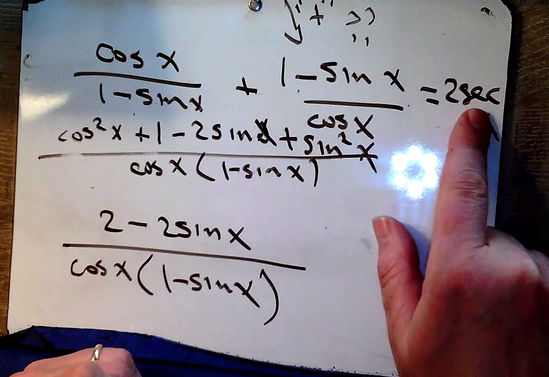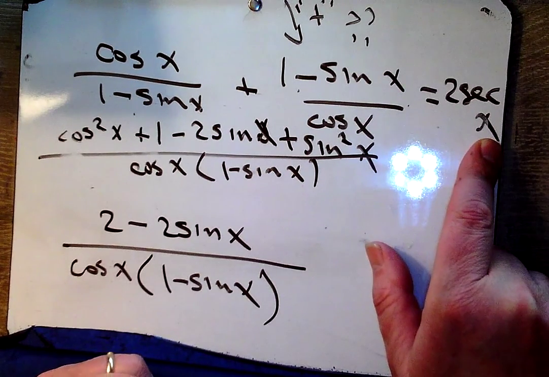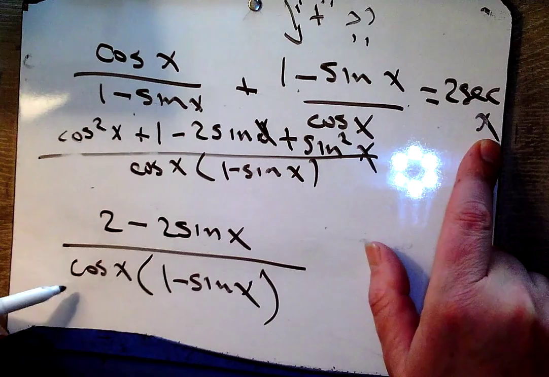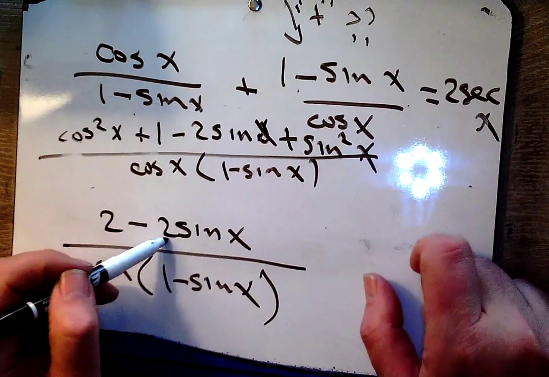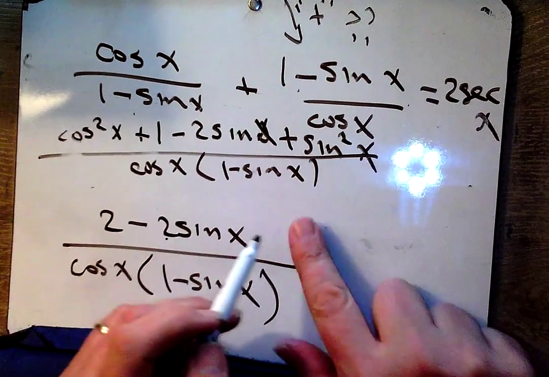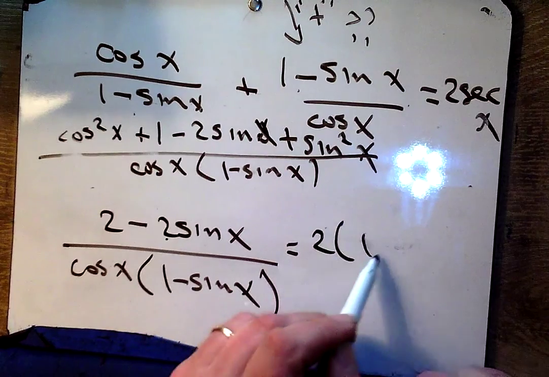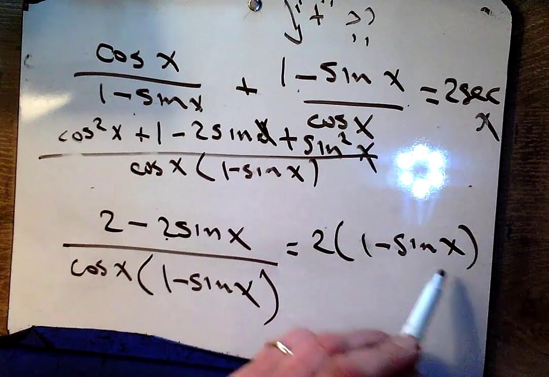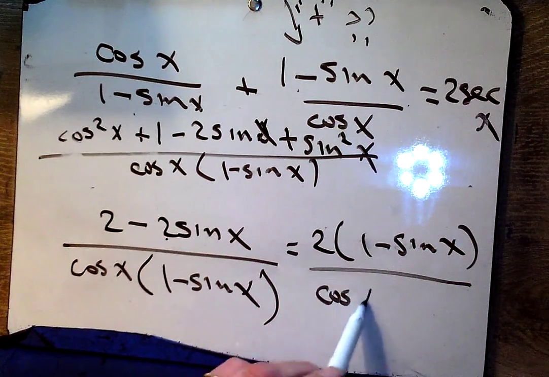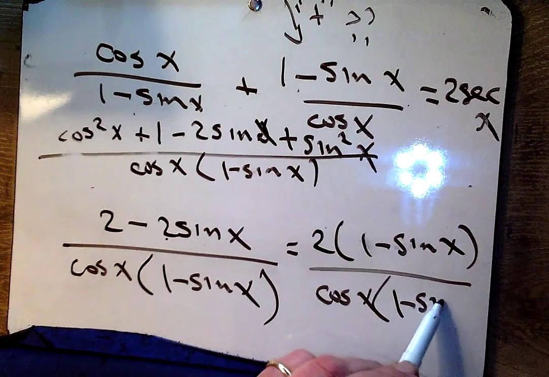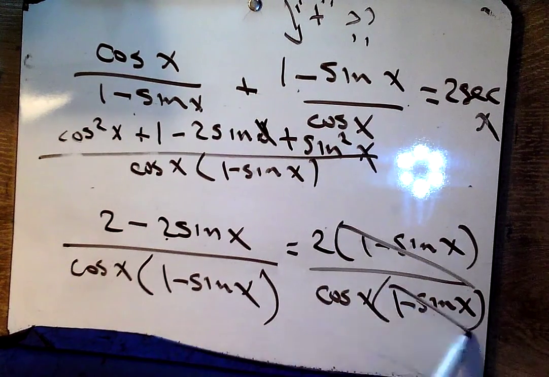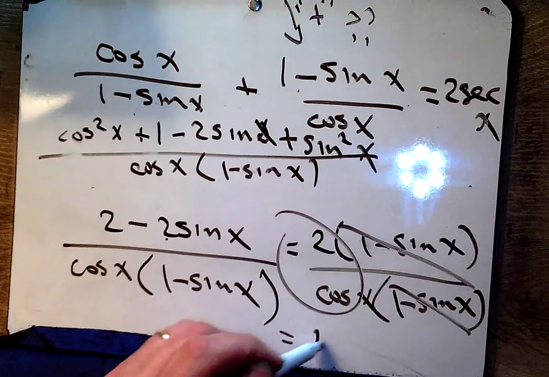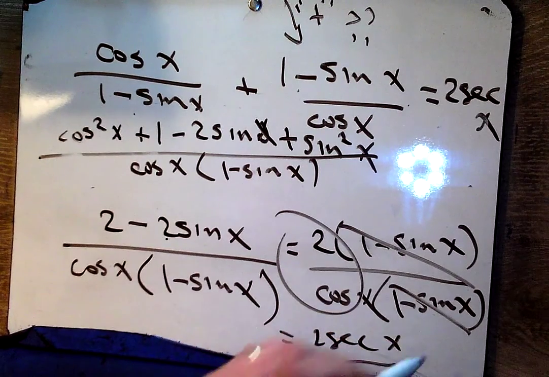Well, we're supposed to end up with 2 secant x. I see a cosine in the bottom, that's good. I see a 2. I see another 2. Ooh, I could factor out that 2. And I'd have 1 minus sine x on top, and cosine x, 1 minus sine x on the bottom. 2 over cosine is 2 secant x. Done.